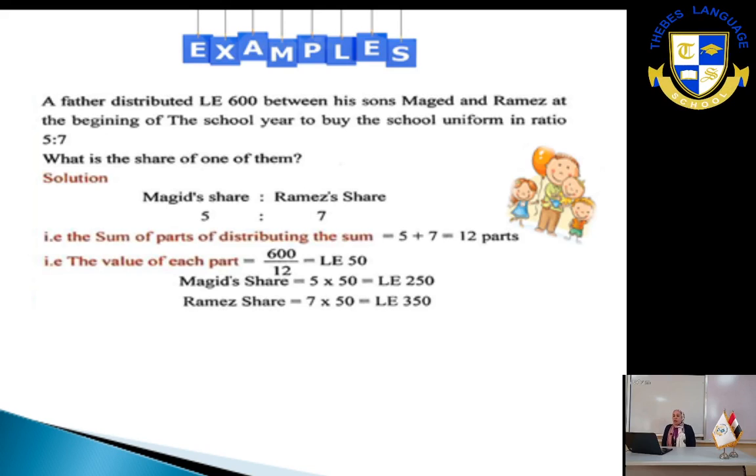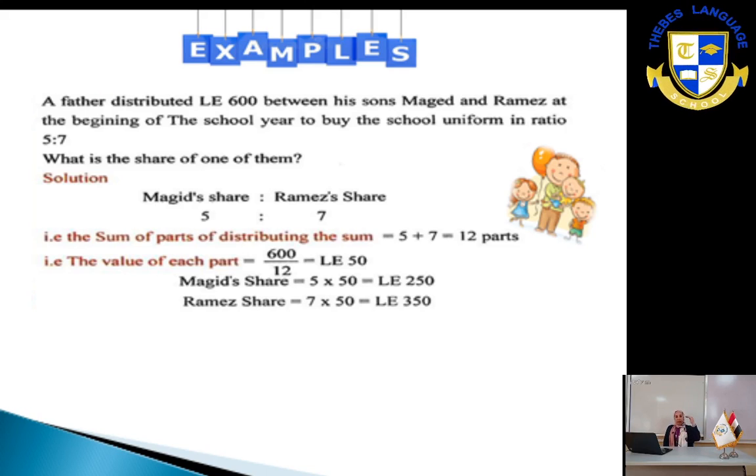A father distributes 600 pounds between his sons Magid and Ramiz at the beginning of the school year to buy the school uniform in the ratio of 5:7. What is the share of each of them? Here, how can we solve it?